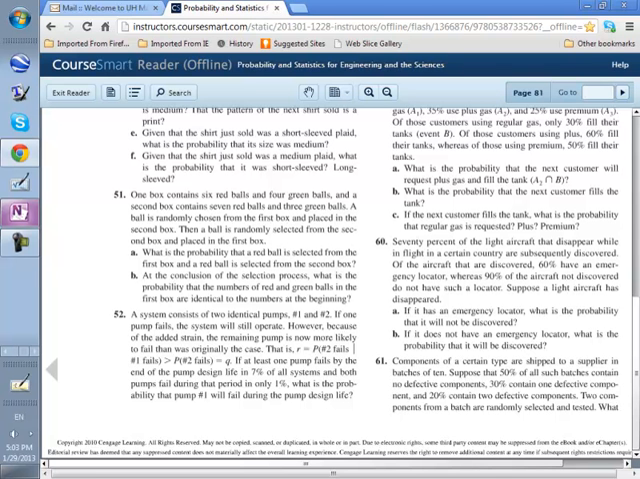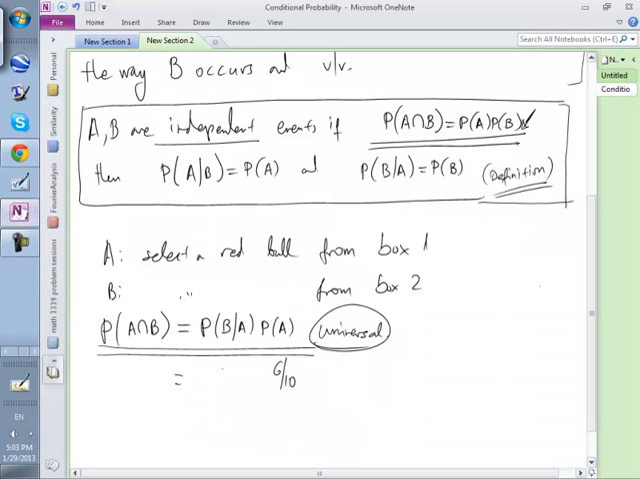And how many red balls does it have? It has 8 because it originally had 7. We added one more because that's condition A. So it now has 8 red balls, and that probability here is 8 out of 11. The product of these two probabilities, which is 48 over 110, is the probability of A intersection B. Do you understand how I solve the problem?